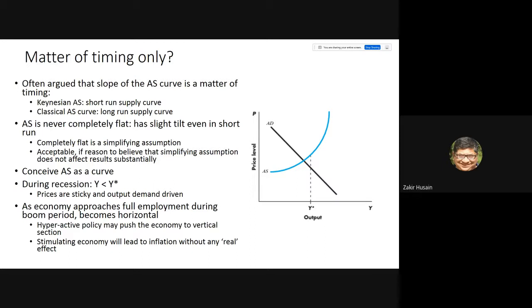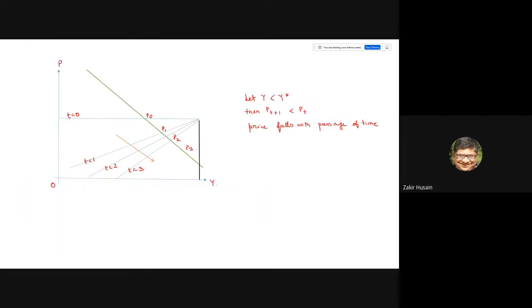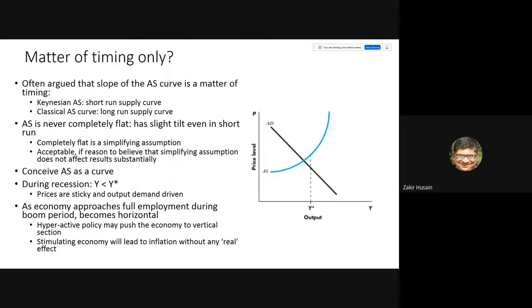Well, there are two reasons why it's not just a matter of timing. It's not a case of long run or short run supply curve. Firstly, both the reasons are somewhat similar. If you look at these curves, or even the one that I have drawn over here, all these are drawn as a straight line. At every period, the supply curve is a straight line. Whatever the slope, it may be vertical, horizontal, 45 degree, 90 degree, but it is a straight line.